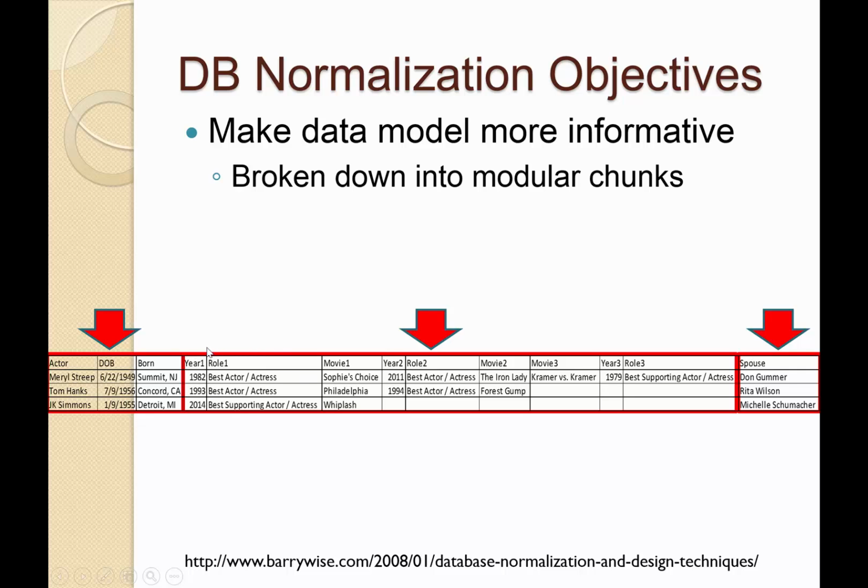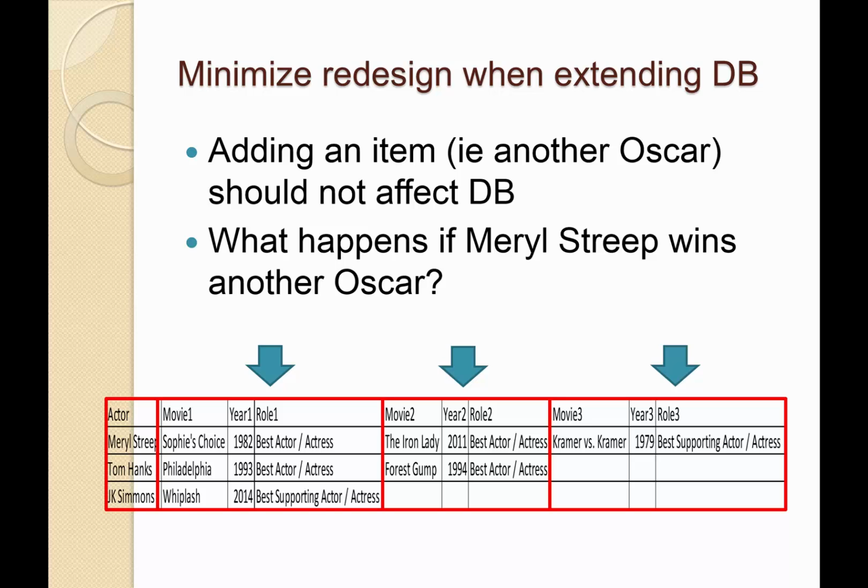You can see in this table that we have some repeating data. We have year 1, role 1, movie 1, year 2, role 2, movie 2, movie 3, year 3, role 3, and that'll be a goal of first normal form: to take out the repeating groups. So if we added one more movie, if Meryl Streep won one more award, it would essentially push us out into a movie 4, year 4, role 4. So we never want to disrupt the structure of our table.